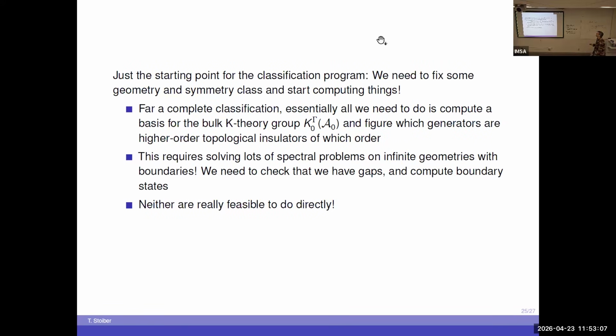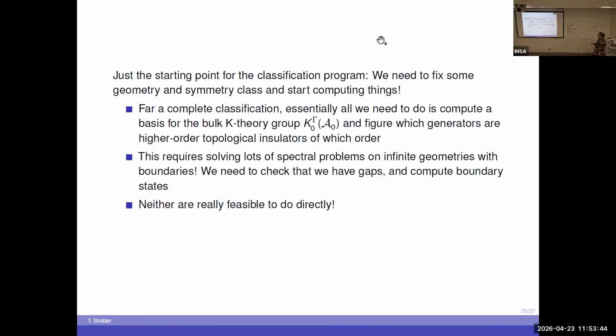Especially what we need to do for the classification problem is find all generators of the bulk K-theory group, which is a twisted equivariant K group. Figure out what the different generators are, and at the end of the day, for every K-theory class, we need to take one example and compute what boundary states we get. So basically, for every generator of the K group, we need to find one solvable example Hamiltonian where we can actually compute what the boundary states are.